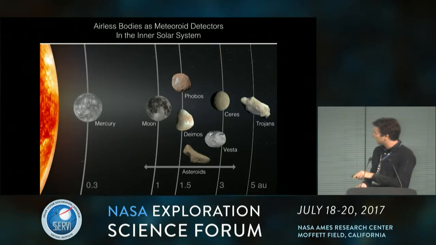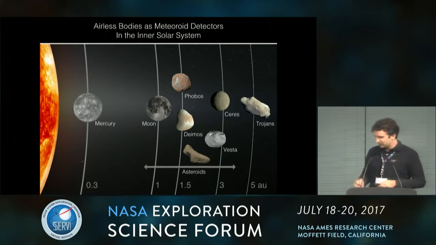There's been a lot of groundbreaking work from the Messenger mission by Rosemary and by Peter Corney and Menelaus and many others, understanding the ejecta environment using the neutral species. But once you go past the moon, it's a lot more difficult and challenging to understand the meteoroid environment.